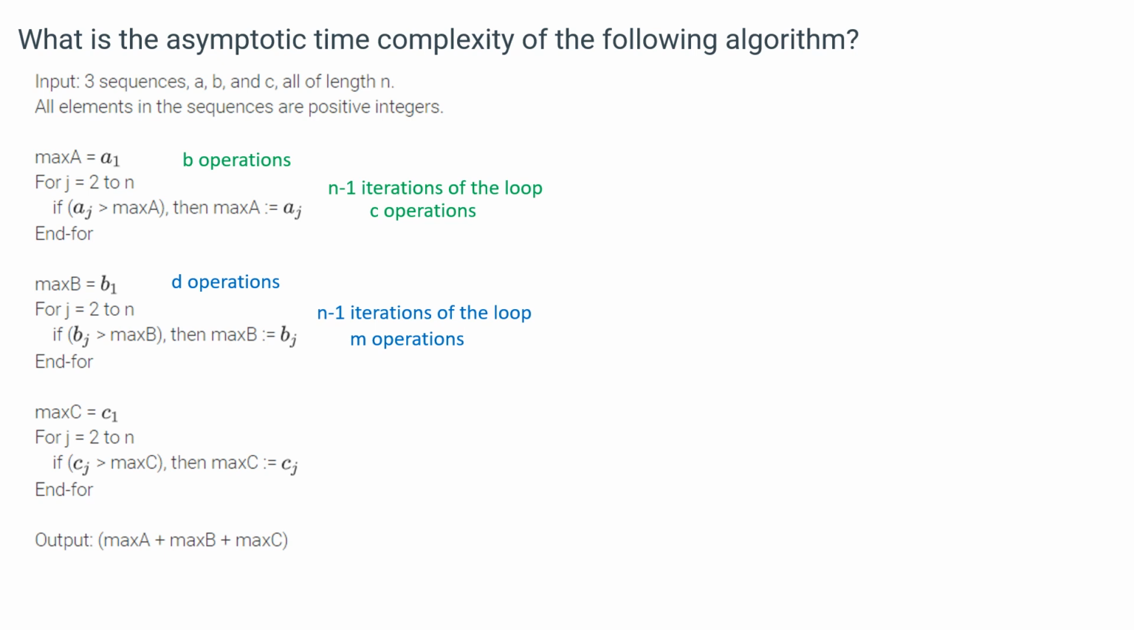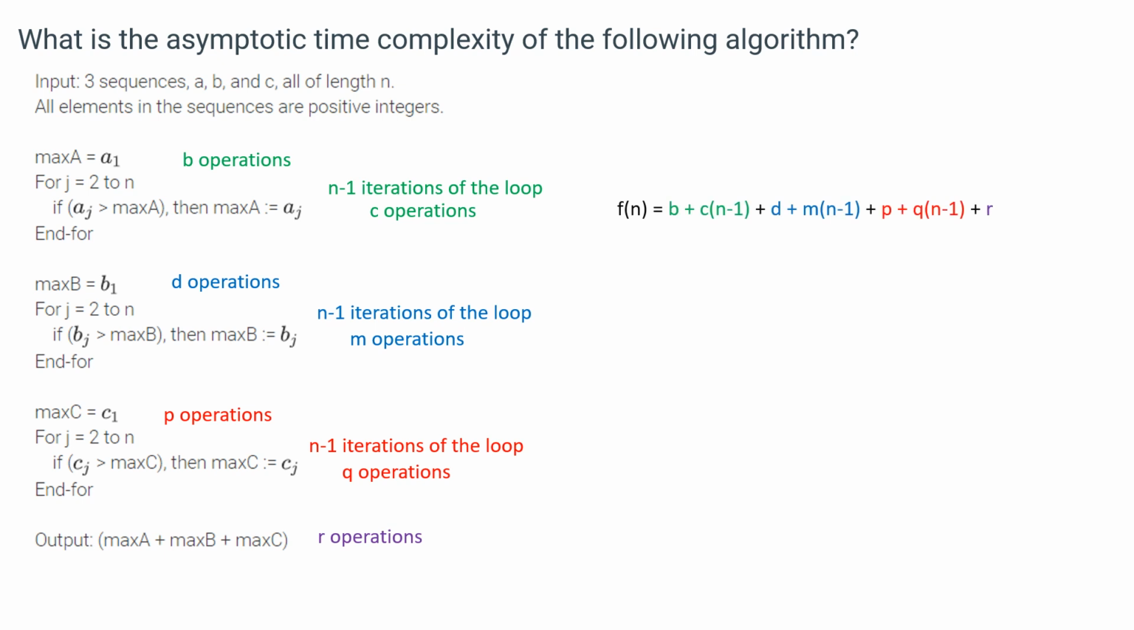I don't remember if I came up with this or the book did. But anyway, we'll call it M. And so there's M operations being done n minus 1 times. Here, let's just say P operations and n minus 1 iterations of the loop. And inside there, just say Q. Again, just a constant number. And then at the end, the output, let's just call that R, a certain constant again. So all of these are constants except for the number of iterations. So let's look and see how we would end up with this function that you see here.